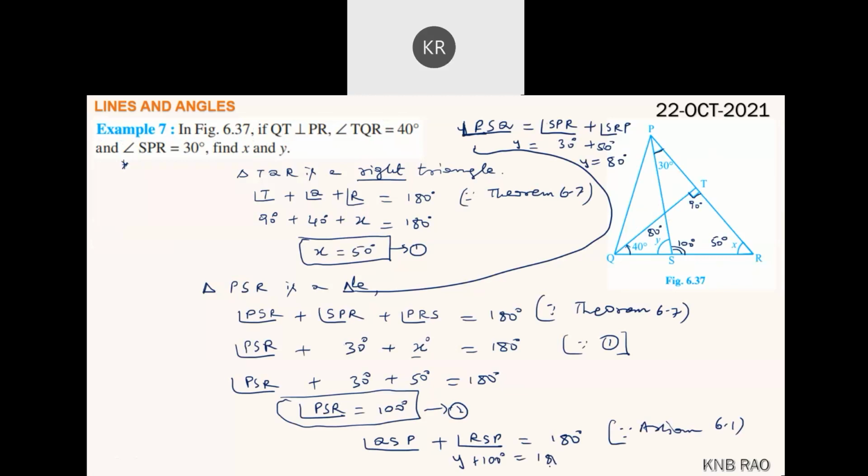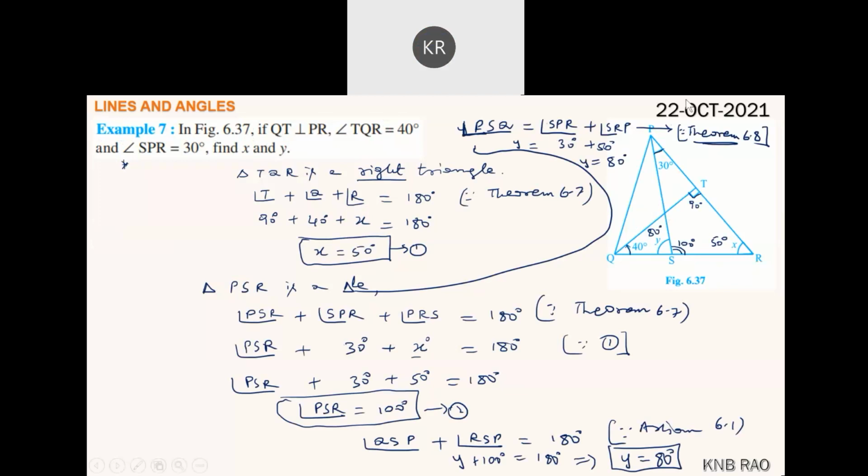So if I am writing this way, I must give the axiom 6.1 reference, and if I am using this way, I have to give the reference theorem 6.8. So it depends on where and what I am using, and reasons are compulsory. Your reason will also carry marks when you are writing theoretical exams. Is it clear, children? Yes, sir.